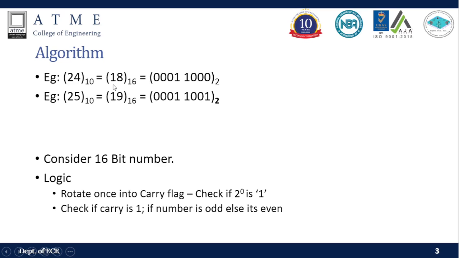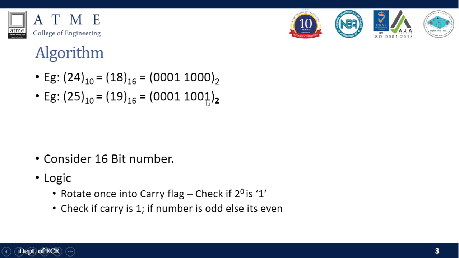In the same way, taking the number 25, it is obviously going to be 19 in hexa, so this is 1 and 9 in binary for us. These are the numbers that we are going to take, and I have specifically chosen 24 and 25 so that we have one even number and one odd number in our example.